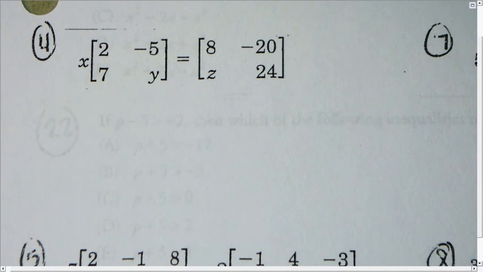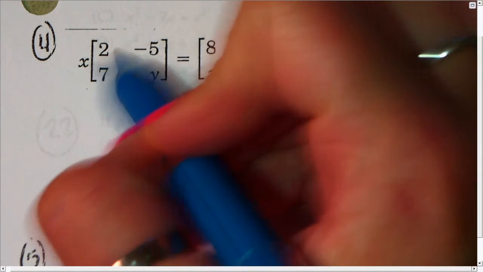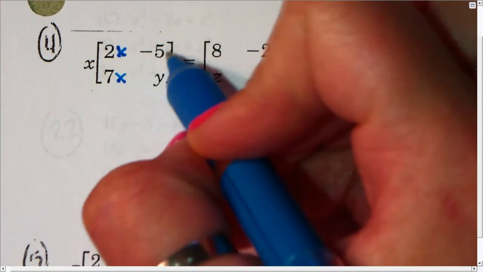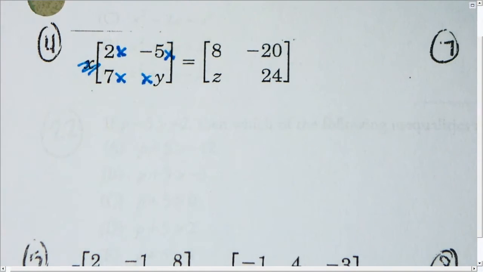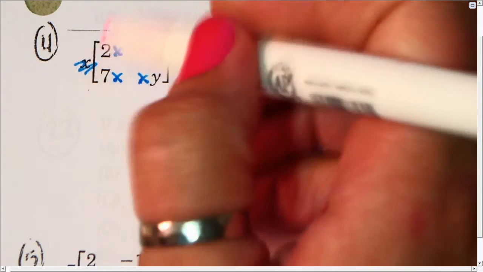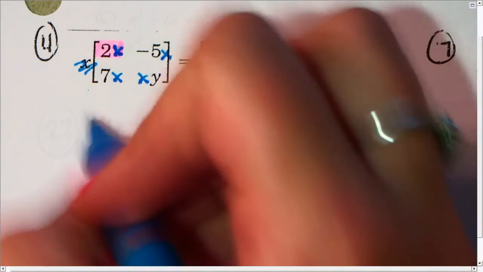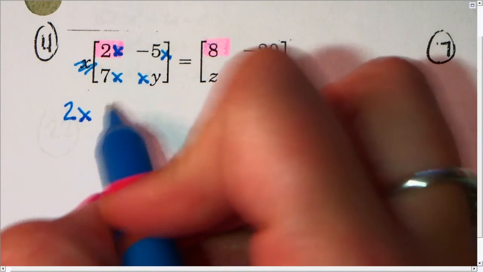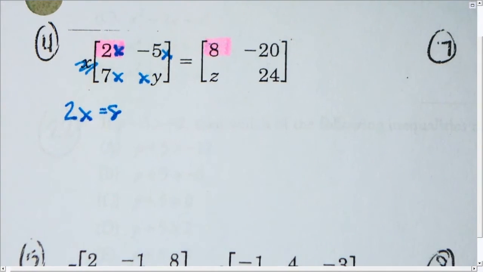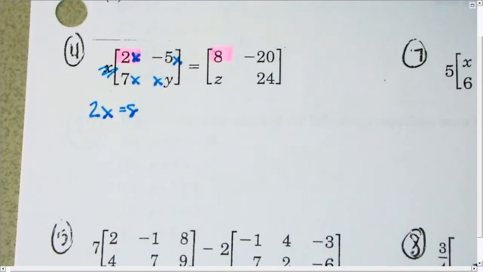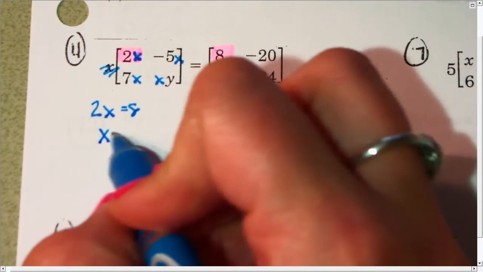So this problem wants us to solve for the variables. All I'm going to do is distribute x in here, and then I'm just going to cross it out. To solve this problem, I would set up a bunch of different equations. Looking at this problem, I have 2x, and then I have 8 over here, which means 2x has to equal 8. Well, obviously, x is 4.